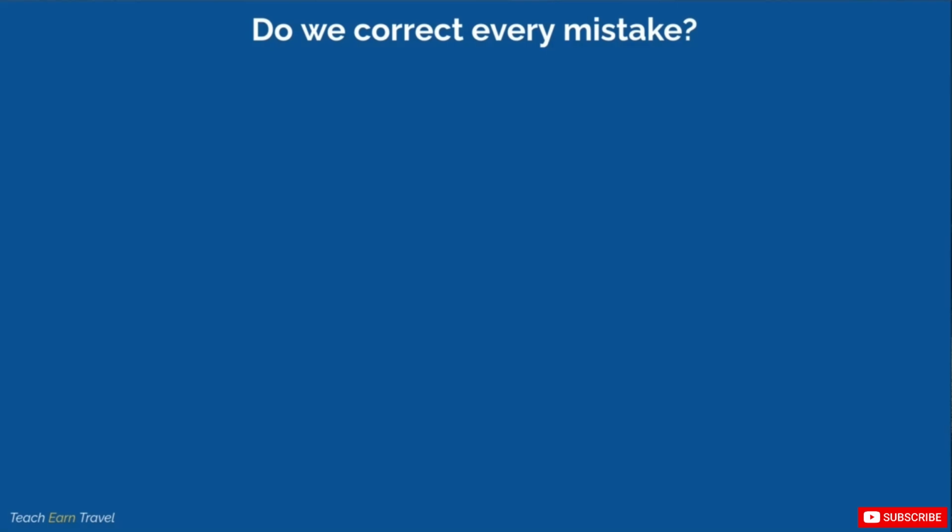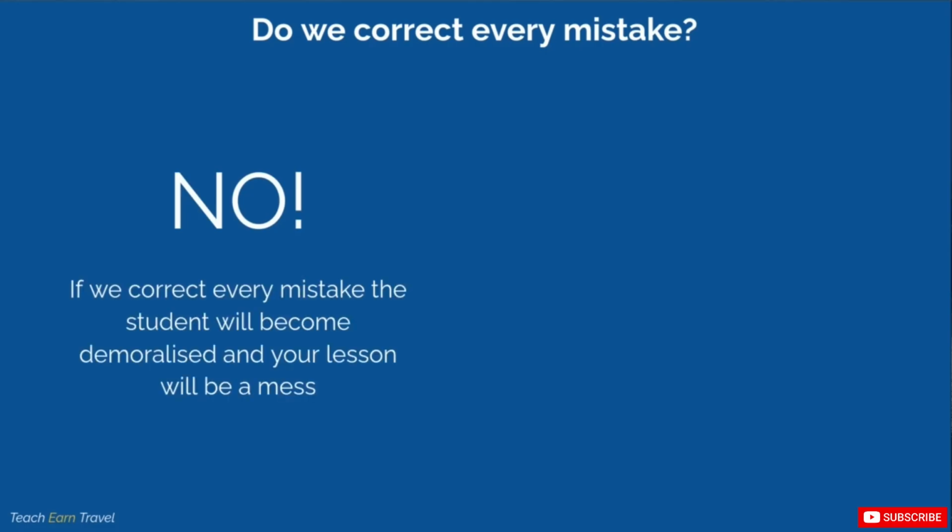And here's a really important thing that we need to consider. Do we correct every mistake? Just think about that for a moment. As you're going through your lesson with your students and you're writing down their mistakes, do you think you should correct every mistake that they make? Well, here I would say a definitive no. If you're going to go through and correct every mistake that your student makes, you will just crush your student's spirit. You will demoralize them. And your lesson will just be a mess.